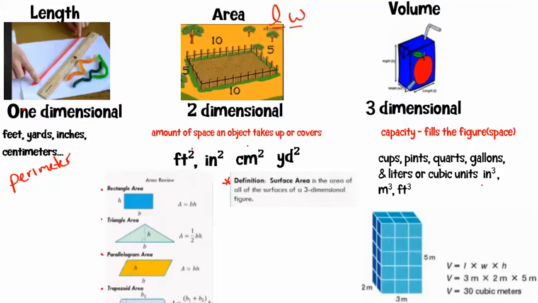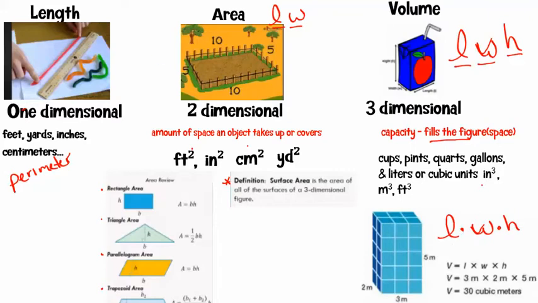Volume is looking at a 3-dimensional shape, and we're looking at capacity, which is like liquid, so cups, pints, quarts, gallons, but it's also like filling up something. If we're looking at a rectangular prism here, we're looking at length, width, and height. This is why your answers can also be cubed, or to the third power. If I'm looking at a rectangular prism, it's very easy. The formula is simply length times width times height. You're going to find that volume is very easy to figure out.